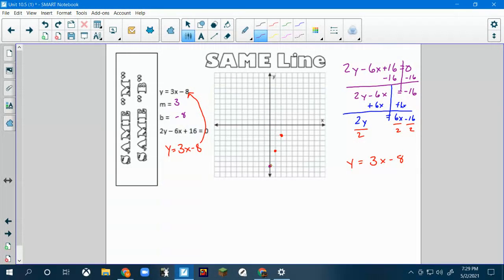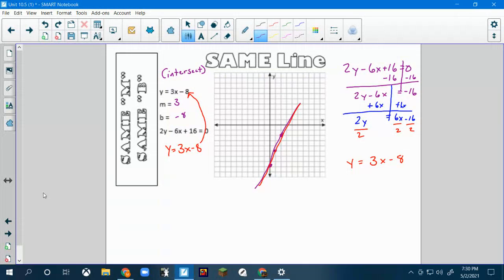I'm going to go down to negative 8. I'm going to go up 3 over 1. Same spot. So my line for both my purple and red is exactly the same. They have the same slope and the same y-intercept. They do intersect. They continually intersect, and they never don't intersect. They are always intersecting with each other. And that would be the same line.